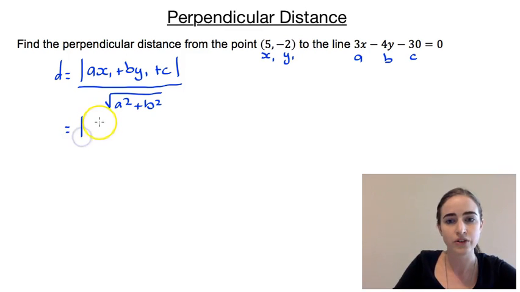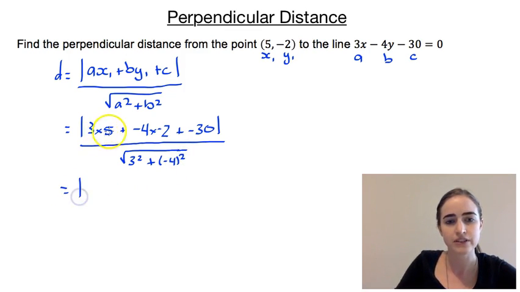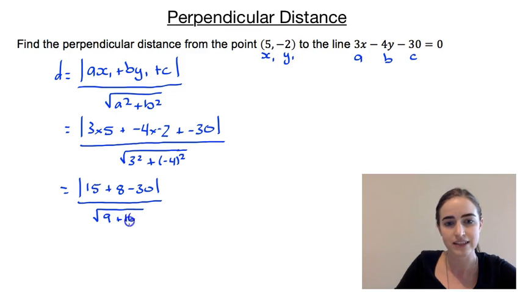So we're going to have the absolute value of 3 times 5 plus minus 4 times minus 2. And then we've got that minus 30 in there as well. So plus minus 30. That's going to be all over the square root of a squared, so 3 squared, plus b squared, which is that minus 4 squared. So simplifying that down, that would give us 3 times 5 is 15, minus 4 times minus 2 is 8, and then we've got our minus 30 on the end there, over the square root of 9 plus 16.